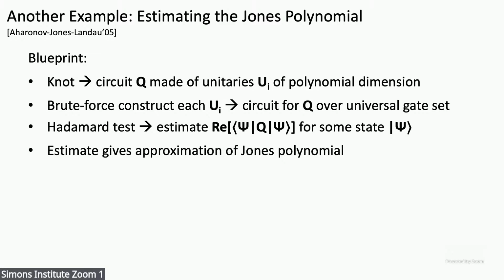You'll map that knot into a circuit, a Q, made of these unitaries U_i. These unitaries don't come from any universal gate set, but the dimension of these unitaries is polynomial, they're on log qubits. And so what you do is you brute force each of these U_i to create a circuit for each U_i, and then you stitch together all the little circuits for your U_i to get your big circuit Q. Then you do this Hadamard test, where you estimate this quantity for a given state. And then this gives you the approximation that you're asking for.